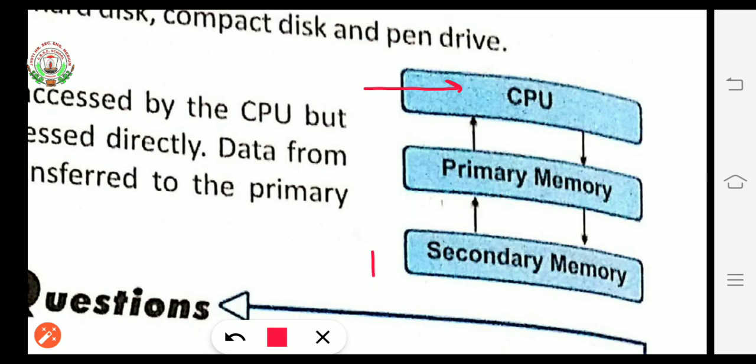It is starting from down. Whichever data is stored here in secondary memory, it will be transferred to primary memory and then it will be transferred to the CPU. Now if you want to save any data in secondary memory, then that particular data will be transferred from the CPU to primary memory and after that it will be transferred to secondary memory.